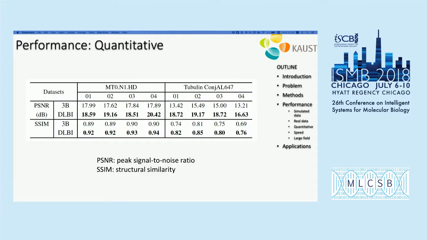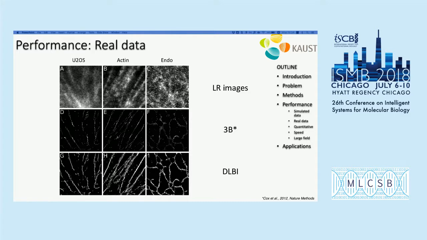We also evaluate it quantitatively. We use the peak signal to noise ratio and the structural similarity ratio, which are the two commonly used criteria in this field. We can see that our method can beat the 3B method consistently across different data sets and across different criteria. And here we also show the performance on the real data. It is similar to the simulated data.